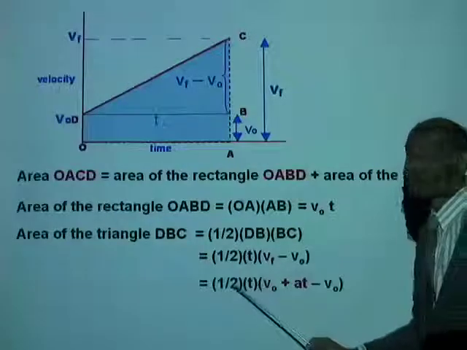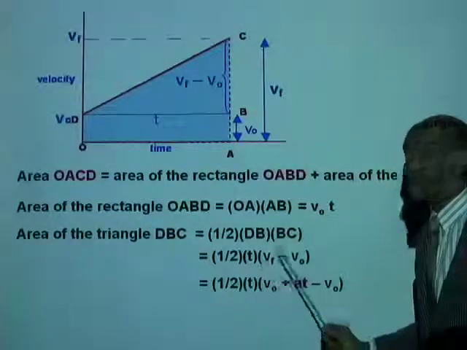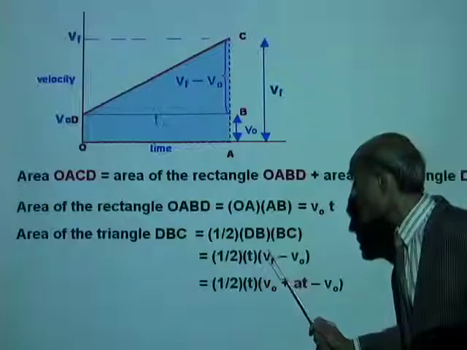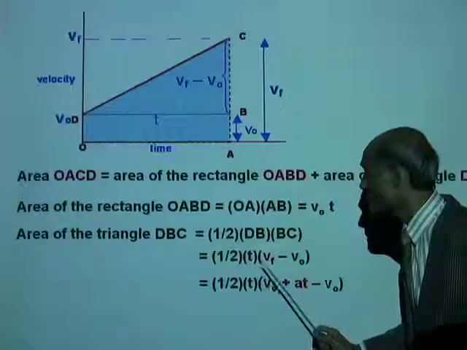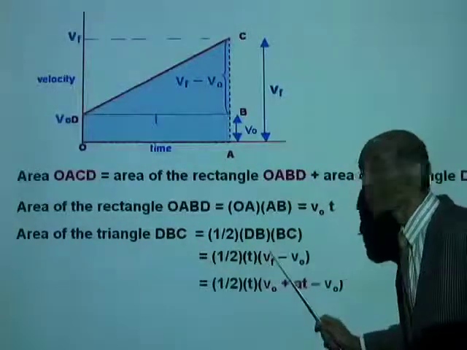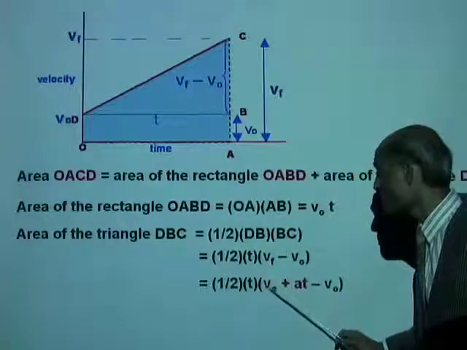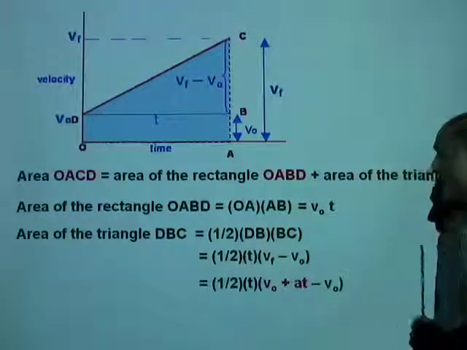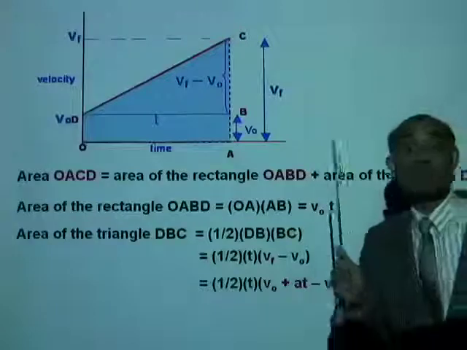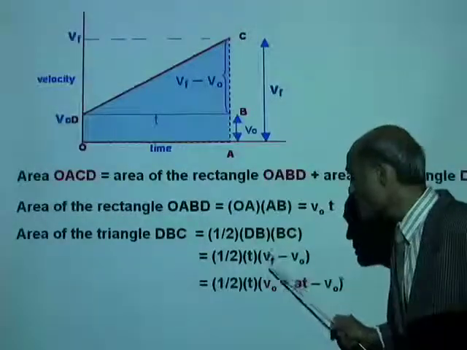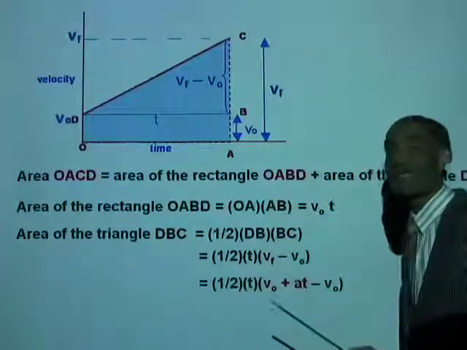And that will be, look at the way I have modified it. Now, do you recognize I have used the red coloring here? This VF has been replaced by V0 plus AT. That is our first equation, VF equal to V0 plus AT.